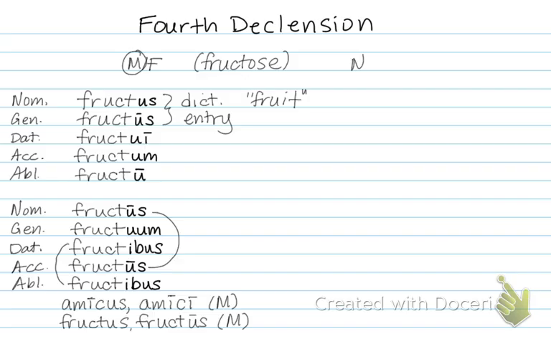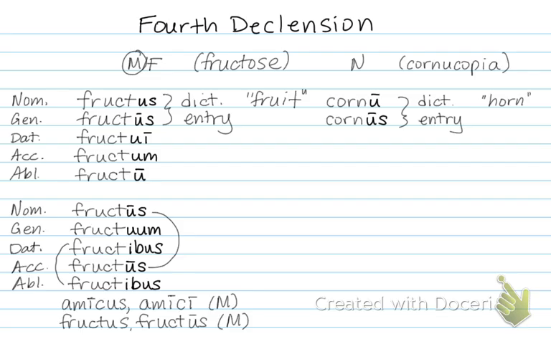Okay, neuter paradigm. There's a handful of neuters. We're going to use cornu as our sample noun. Cornu, cornus is the dictionary entry, so nominative singular, comma, genitive singular. It means horn, but gives us English words like cornucopia, that means horn of plenty. So let's look at our endings.